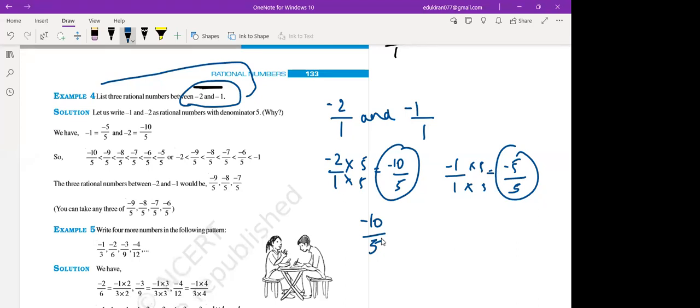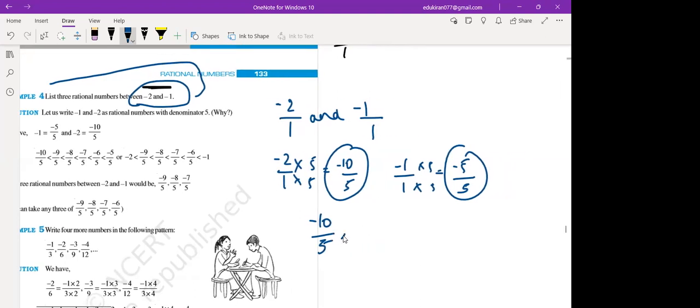Remember one thing, whenever you are getting the answers in negative, you will start from the greater one. Minus 10 upon 5, then minus 9 upon 5, then minus 8 upon 5, minus 7 upon 5, minus 6 upon 5, like this. Right? Not from minus 5. I removed the minus, and then after I got the rational numbers, I added the minus. Why did you remove the negative? Because I couldn't do multiplication like that.